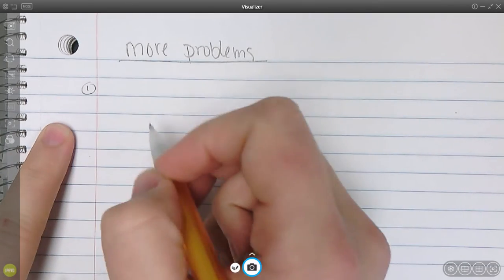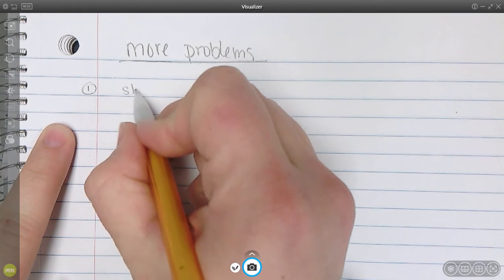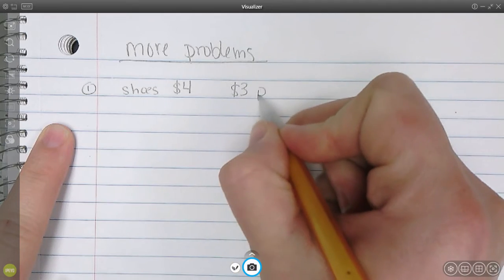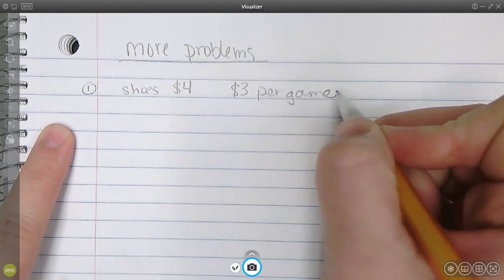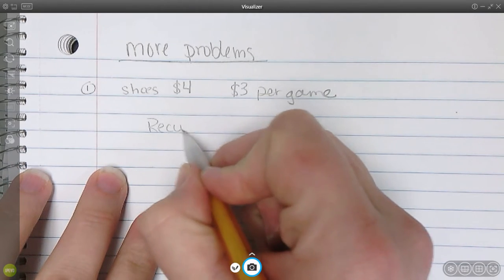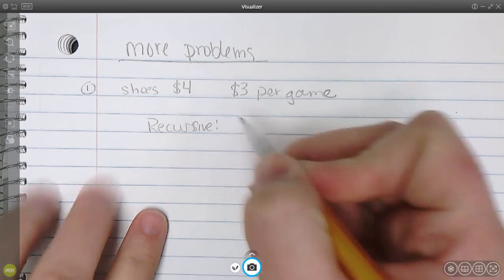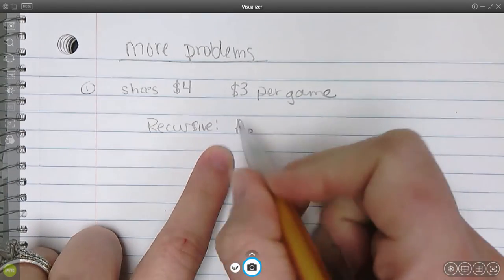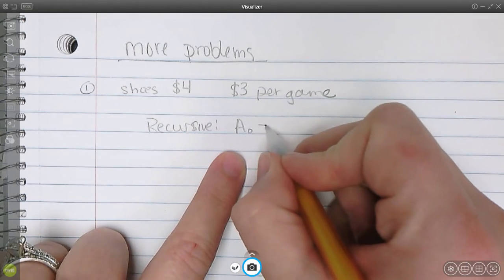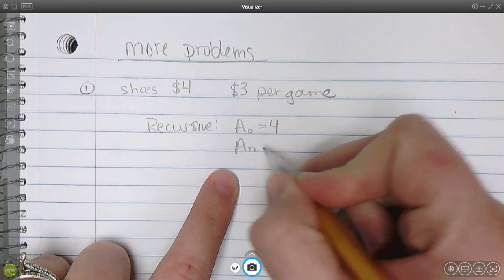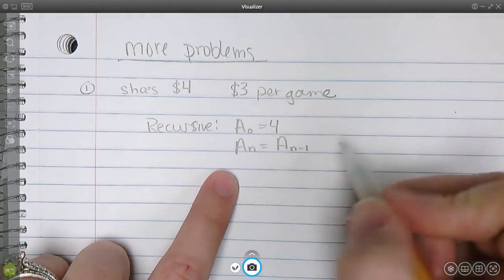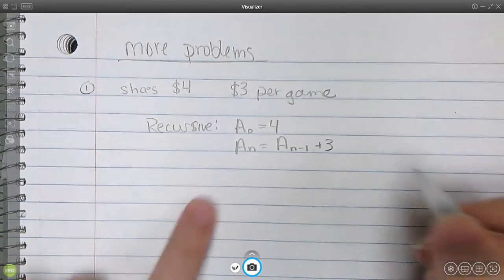This first problem, let's pretend you want to go bowling and your shoes cost $4 and it costs $3 per game to bowl. Okay, so the first thing we want to do is write a recursive formula. So just a reminder, recursive, you start with a sub 0. So if you want to go bowling, you have to pay for your $4 shoes. So our starting value is going to be 4. Then we have a sub n equals a sub n minus 1. And then per game, it's $3. So we are going to add $3 per game.